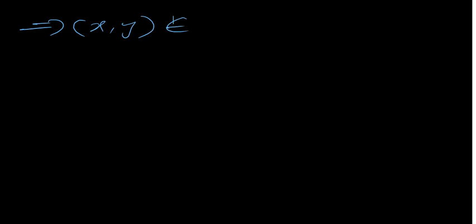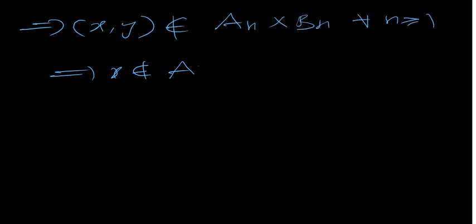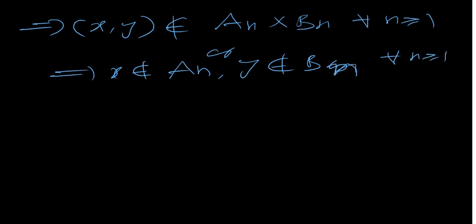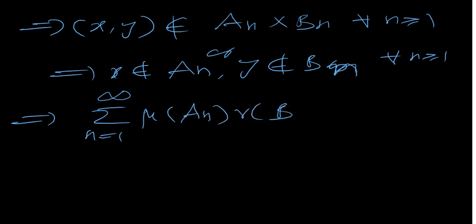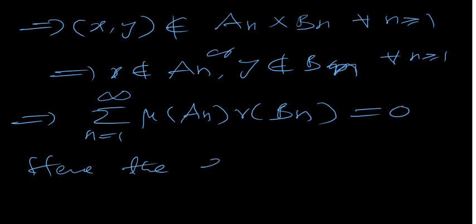which implies that x comma y is not in A_n cross B_n for all n greater or equal to 1. So which implies that x is not in A_n or y is not in B_n for all n greater or equal to 1. This is your n. So that means this summation is also equal to 0. Summation n runs from 1 to infinity mu of A_n into nu of B_n is equal to 0. So therefore hence the equality holds, so this verifies that this equality holds.